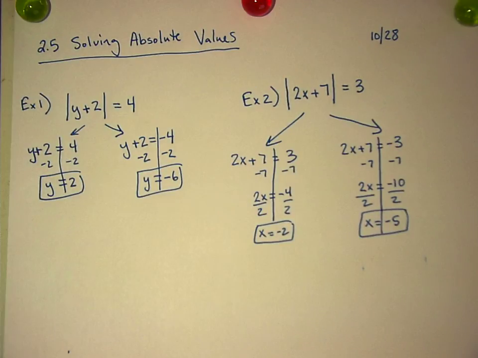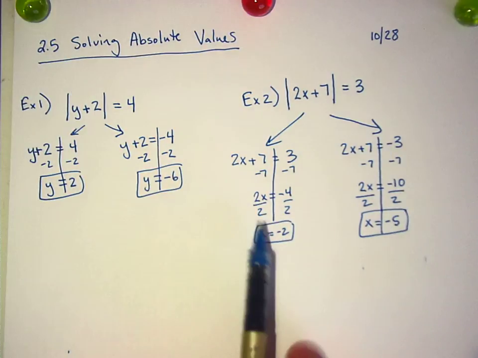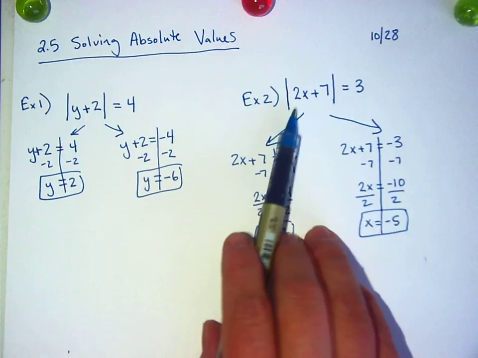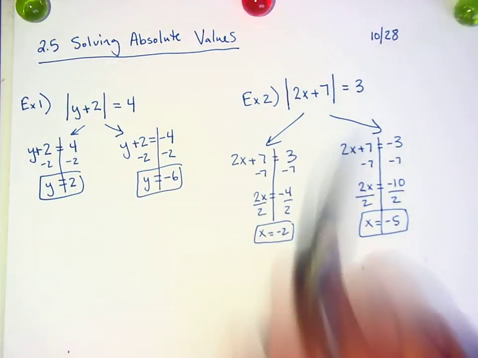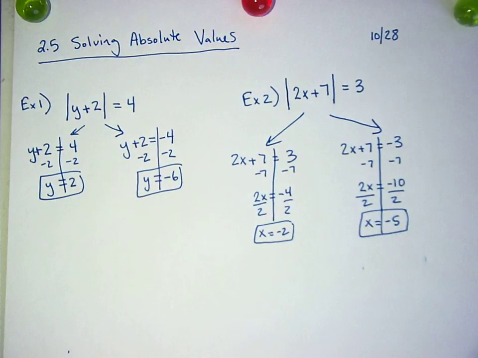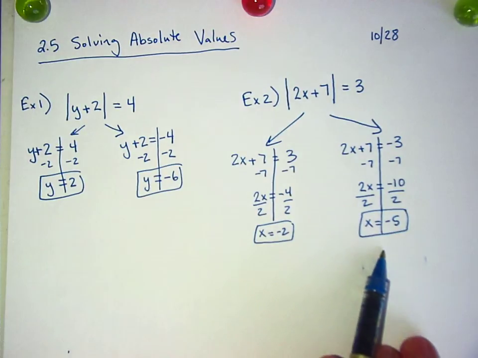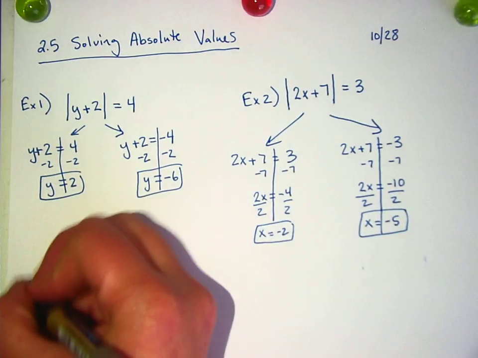But -2 and -5 isn't 3. That's a good question. So if you were to plug in -2 into here, you'd have to take 2 times -2, which is -4, plus 7, which does make 3. They're both right. Because this one would get 3 inside the absolute value, and this one would get -3, and the absolute value of -3 is still 3. That's why there's 2.